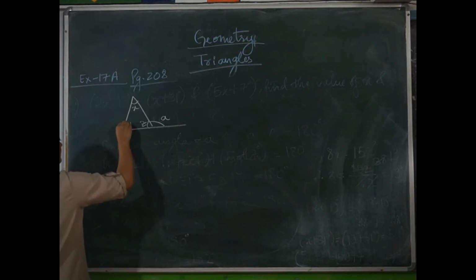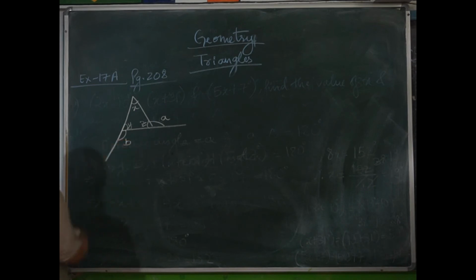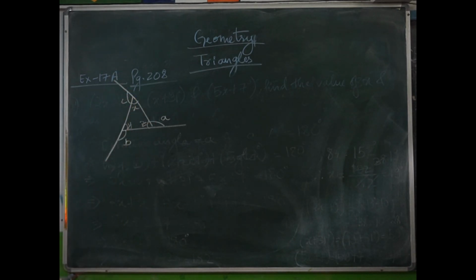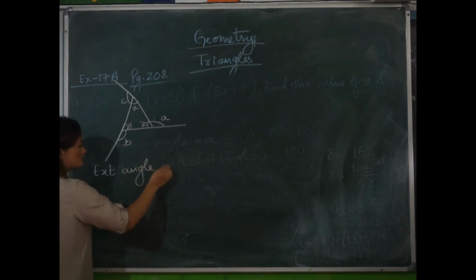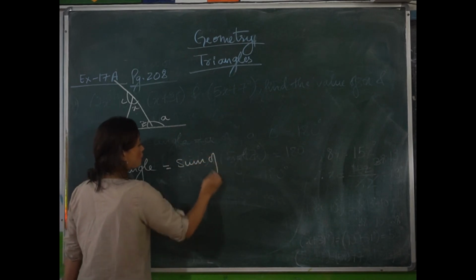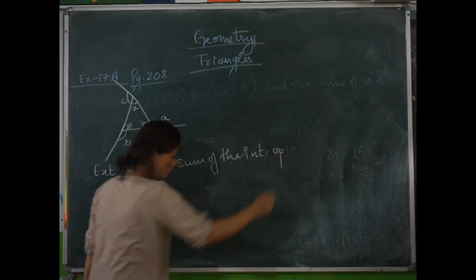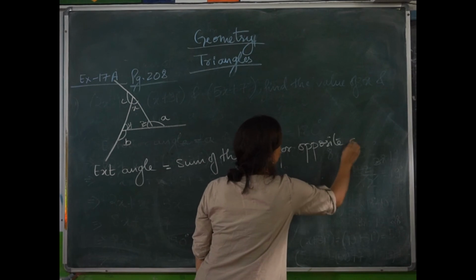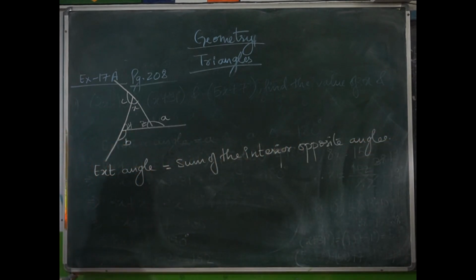Let me show you more. If we extend this line, this will also be an exterior angle, and this will be your B. If you extend this side of the triangle, let us name this C. This would also be an exterior angle, C. So A, B, C are all your exterior angles, and X, Y, Z are your interior angles. And another important fact is that an exterior angle is always equal to the sum of the interior opposite angles.